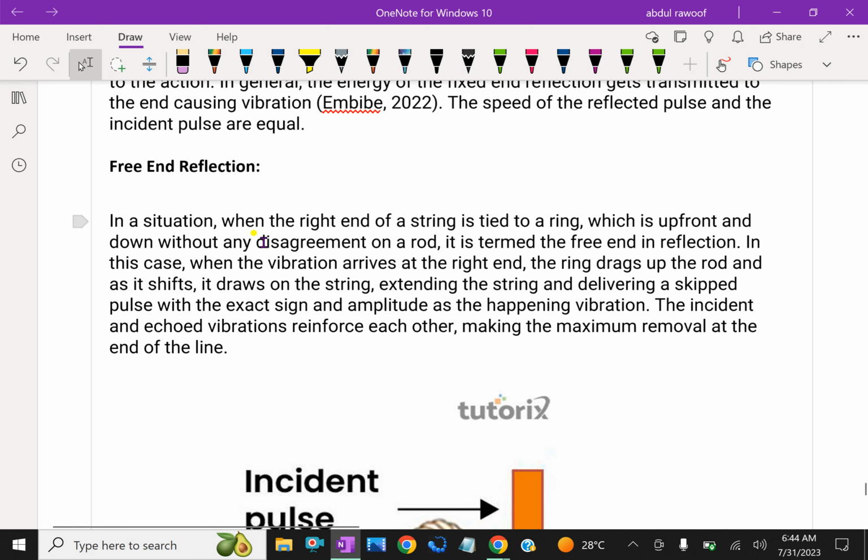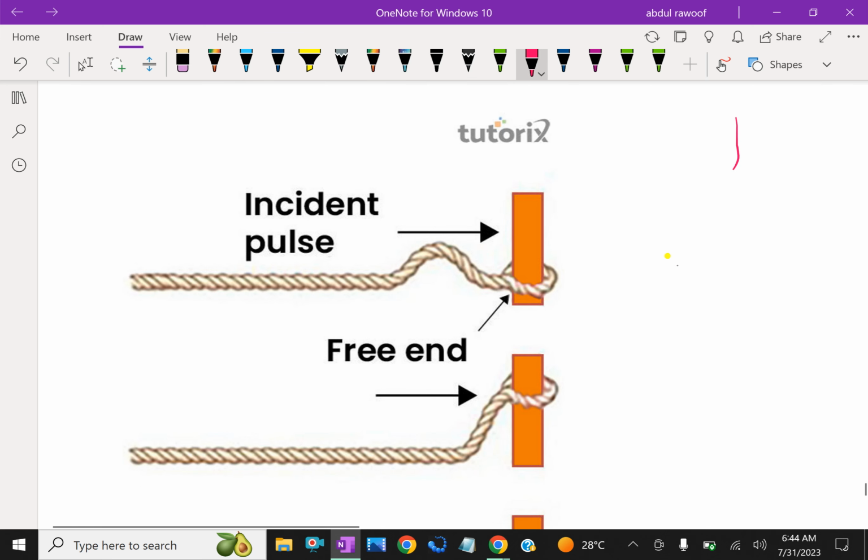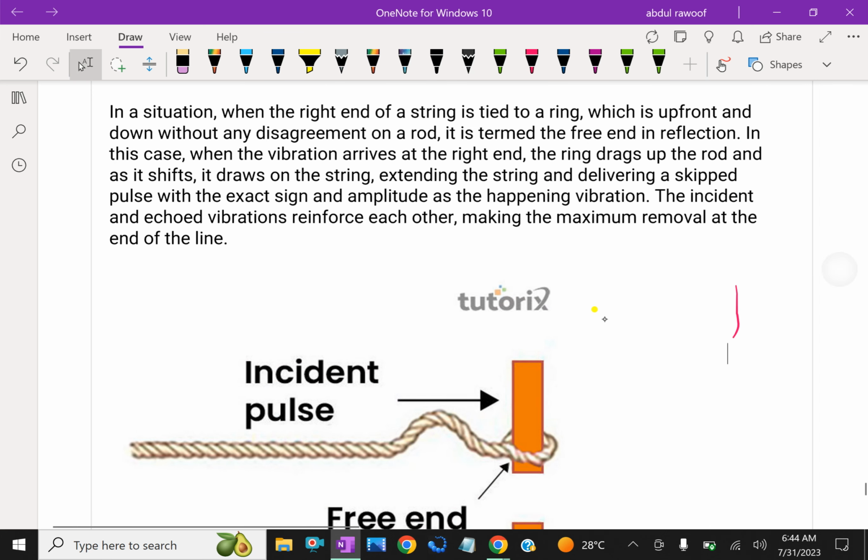Free end reflection. In a situation when the right end of a string is tied to a ring that can move up and down on a rod without any friction, it is termed free end reflection. In this case, when the vibration arrives at the right end, the ring drags up the rod and as it shifts.